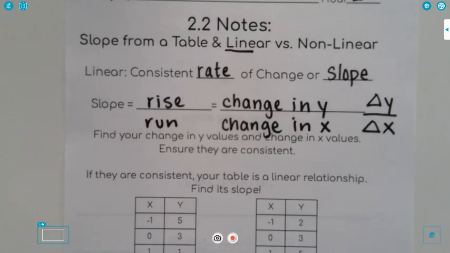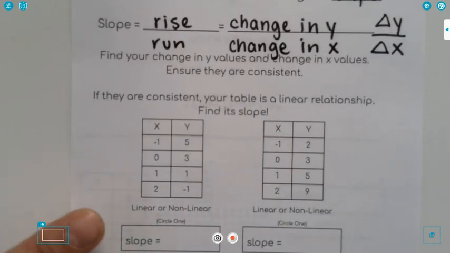Once you do that, you are going to circle whether it is linear or non-linear. If it's consistent, you're going to say it's linear. If it's not consistent, you're going to say it's non-linear. And then you are going to find a slope if it is linear. If it is not linear, it doesn't have a slope because it's not a straight line. So you don't do that part if it's not a line.